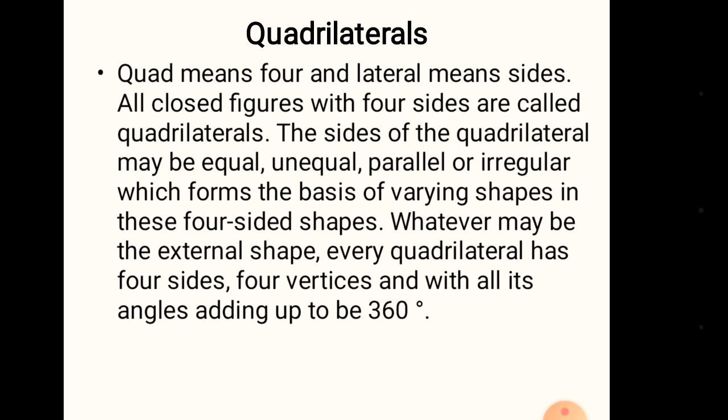The sides of quadrilaterals may be equal, unequal, parallel or irregular, which forms the basis of varying shapes in these four-sided shapes. Whatever may be the external shape, every quadrilateral has four sides, four vertices, and all its angles adding up to 360 degrees. So if you add all four angles of any quadrilateral, it will always be 360 degrees. The sum total of four angles of a quadrilateral will always come to 360 degrees.